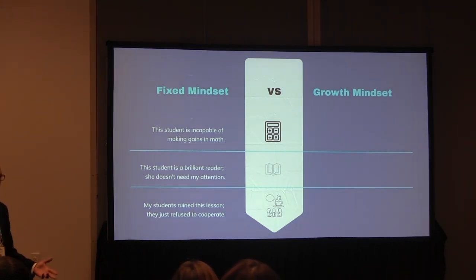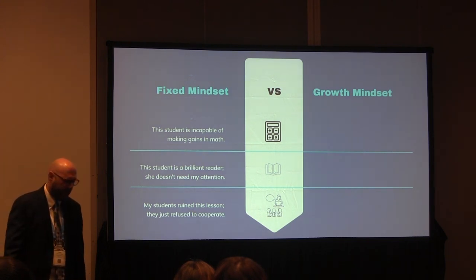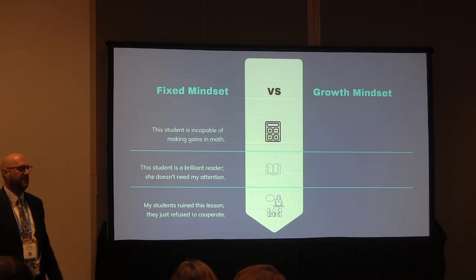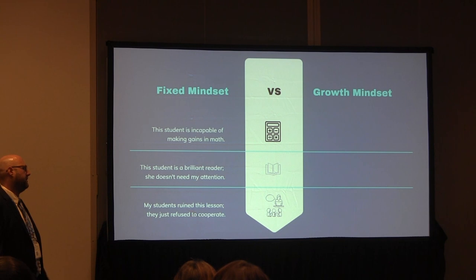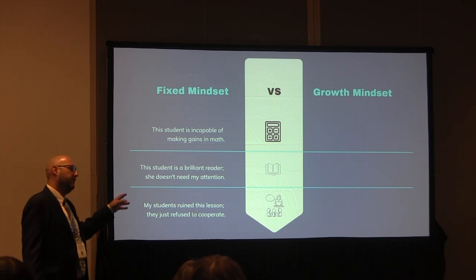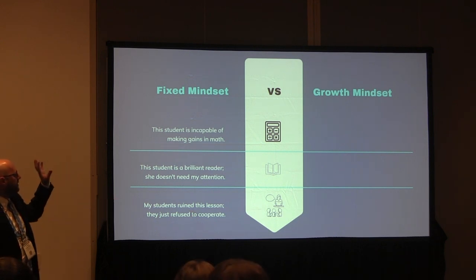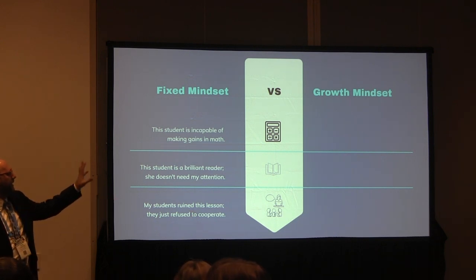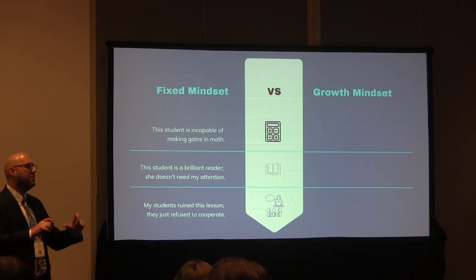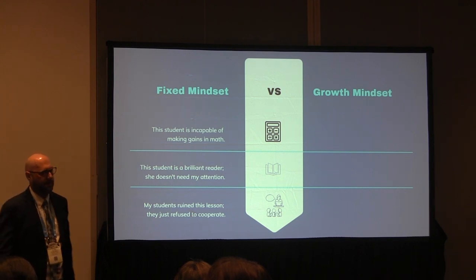So just a little practice on fixed mindset. These are some statements that we might hear on a campus in the district. These I got from a resource. The final slide of this presentation has my bibliography of sources cited. This is from a book called The Growth Mindset Coach. And you're familiar with that. So it's just three statements of a fixed mindset, and then we're going to try to identify a growth mindset. So this first one, this student is incapable of making gains in math. All right, think, talk around your table. How could you convert that statement to a growth mindset?